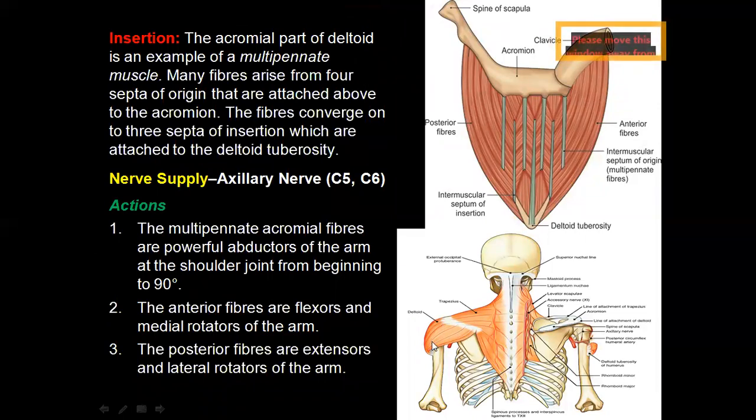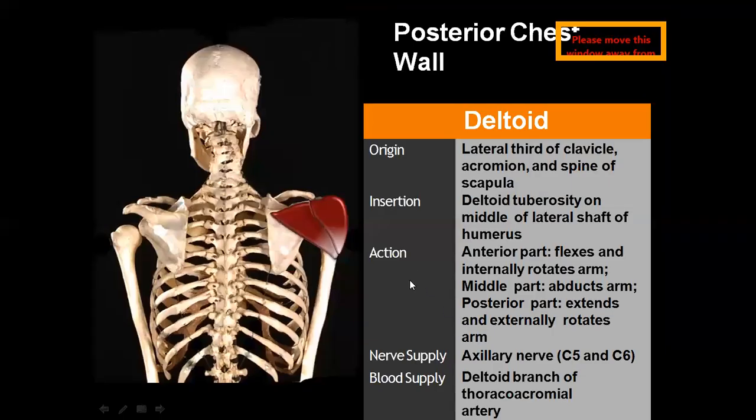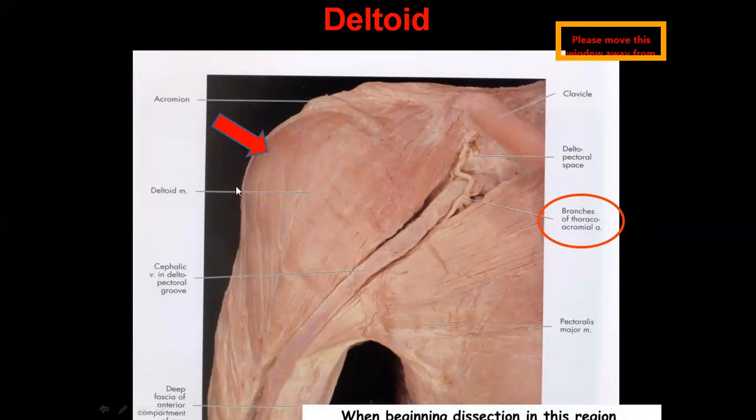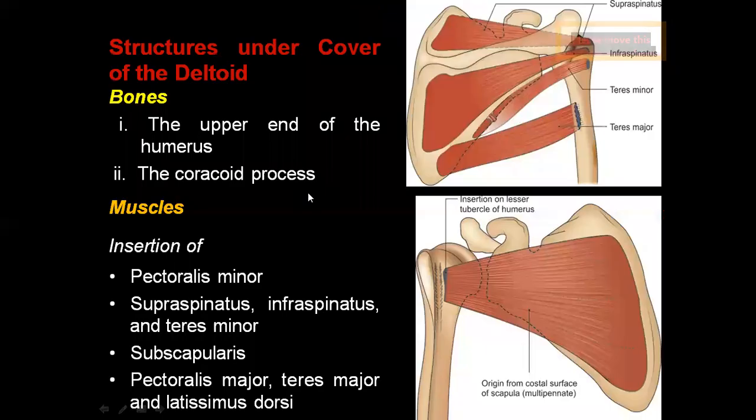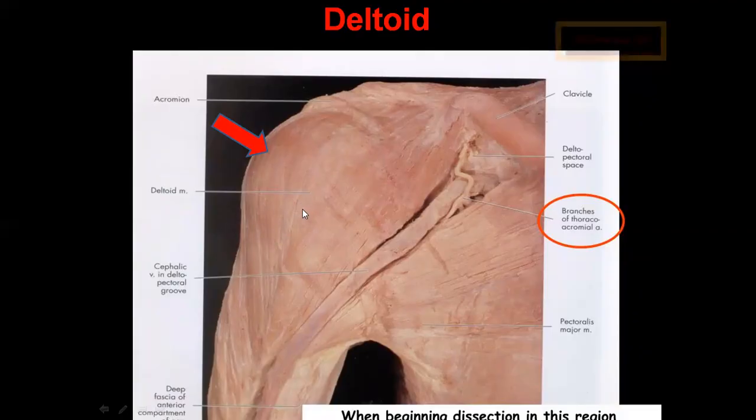We have fibers coming from the lower lip of the crest of the spine of the scapula. So all the three directions, all of them are converging and they are getting inserted over here. That is deltoid tuberosity. Okay, and this is the thoracoacromial artery, and this is the deltoid branch which supplies the deltoid muscle.